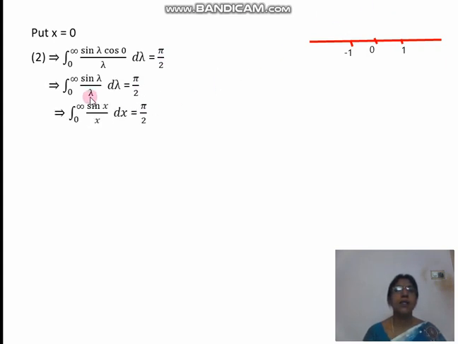The next step is cos 0 is 1, so integral 0 to infinity sin λ by λ dλ is pi by 2. But we have dλ inside this integral, and the limits for λ are 0 to infinity. In place of λ you can put any variable. So integral 0 to infinity, same limits, sin x by x dx is pi by 2. This is the required value.